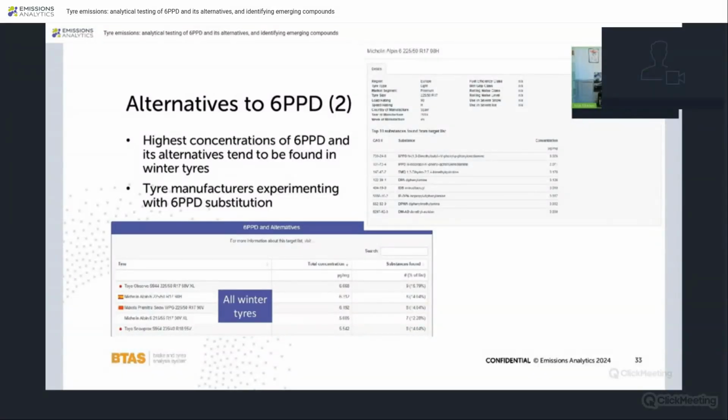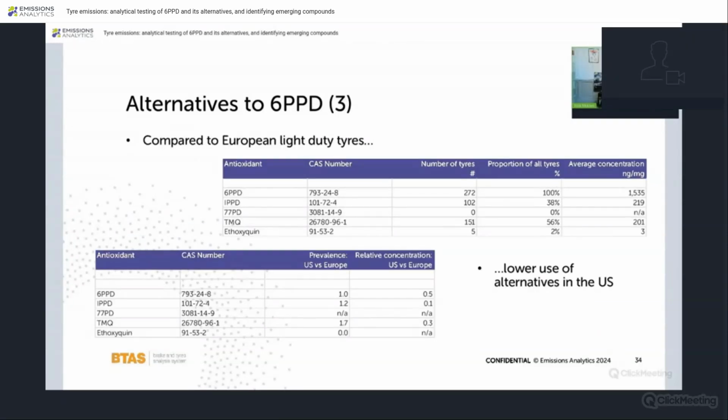Another way we can look at it, we can look at the total concentration of 6PPD and its alternatives by individual tyre. And here I've pulled out the top 5 tyres with the highest concentration of 6PPD and its alternatives. And what's interesting is that they are all winter tyres. And so we can see, for example, I pulled out the details there of the Michelin Alpine 6 tyre, where you can see the exact detail, and we're able through our method to see the exact concentrations of those various preservative compounds. If I had to characterize it in a colloquial way, we are seeing manufacturers experimenting with 6PPD substitution rather than a wholesale transition to any alternatives.